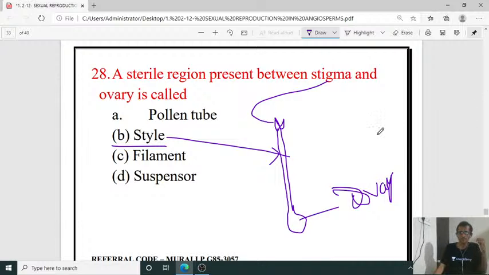So stigma, style and ovary. So style is the sterile region, isn't it? It is the sterile region.